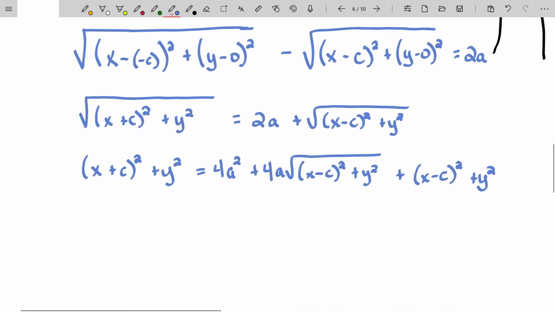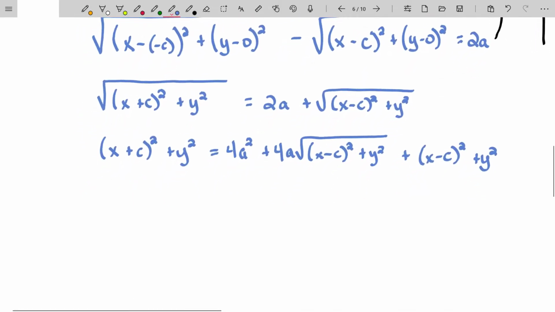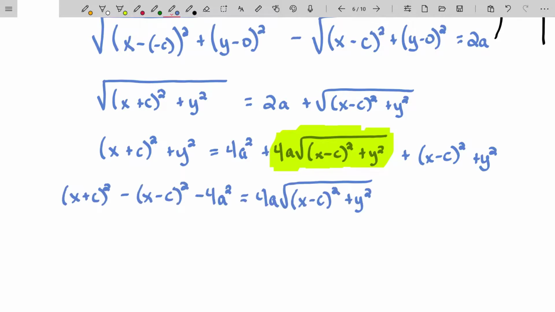Now something magical happens here. You could probably see it, but the y squareds will cancel on both sides, so that's kind of nice. But also, you want to spend some time isolating this term involving a radical right there, because you want to again square both sides. So I'm going to subtract y squared from both sides. I'm also going to subtract x minus c squared from both sides and 4a squared from both sides.